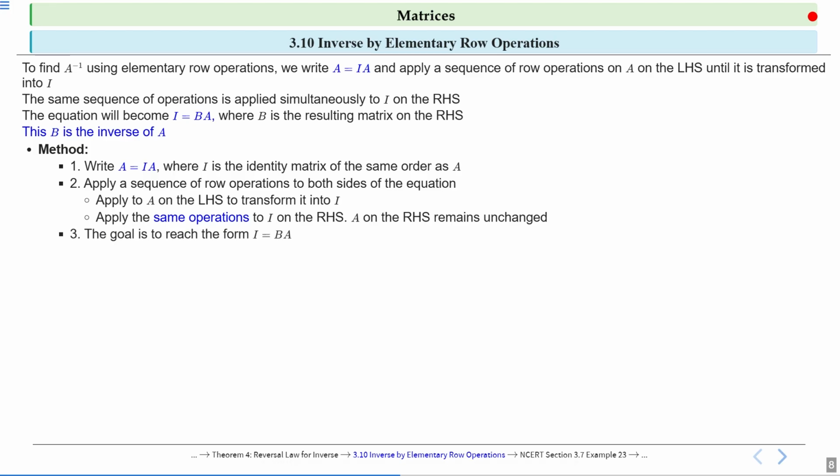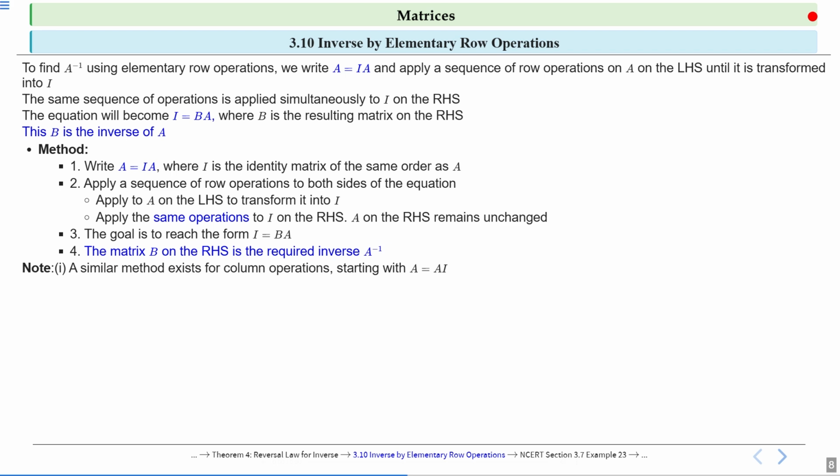Third, the goal is to reach the form I is equal to BA. The matrix B on the RHS is the required inverse, which is A inverse.